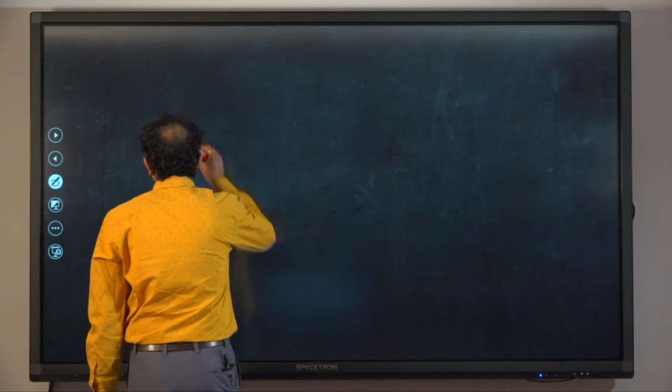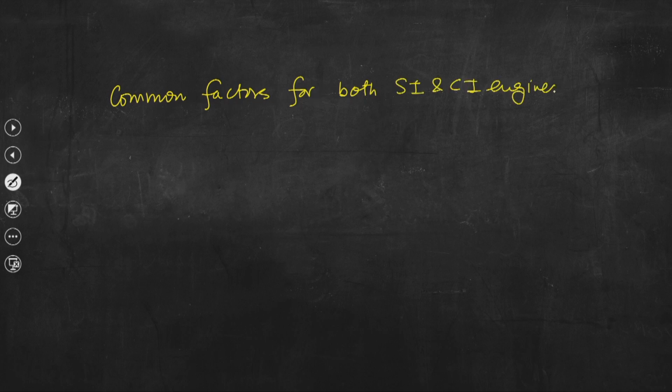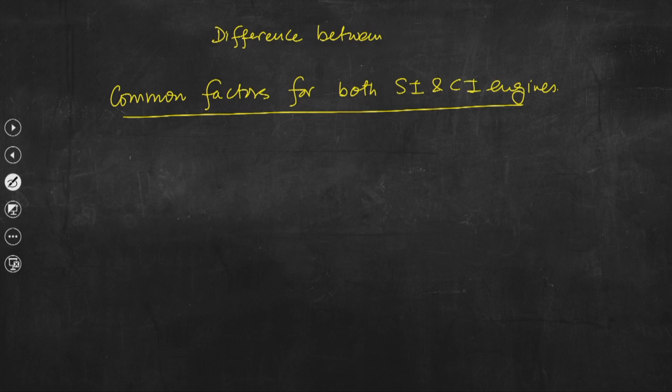So, if we write these common factors for both SI and CI engines. These factors are common. So, essentially we are trying to recapitulate the difference between the air cycle and the real engine cycle. Let us quickly discuss all these.